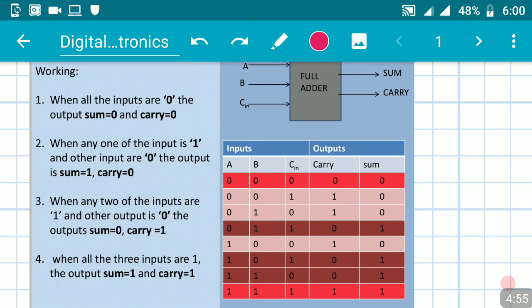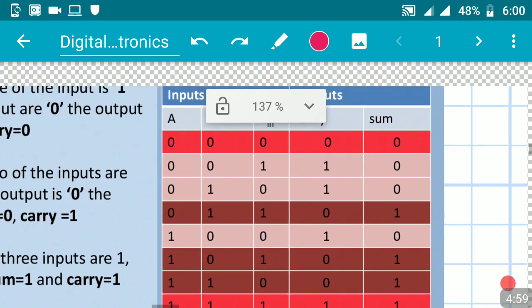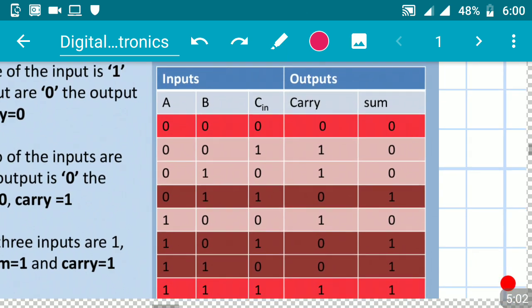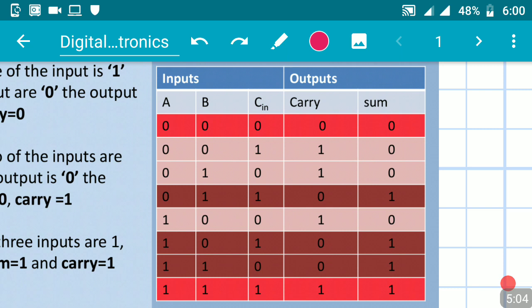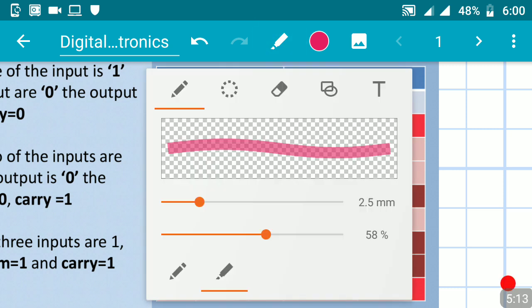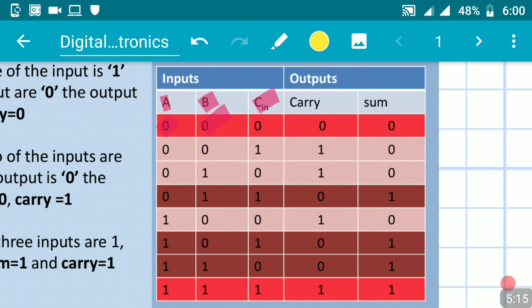So let us understand how to read this truth table. You have 3 inputs in this truth table, and A is one of the inputs, B is one of the inputs, and C is one of the inputs. So when all three are 0, 0 and 0, sum is going to be 0 and carry is also going to be 0. How many times you add 0? The answer is going to be 0. Sum is 0 and carry is also 0.